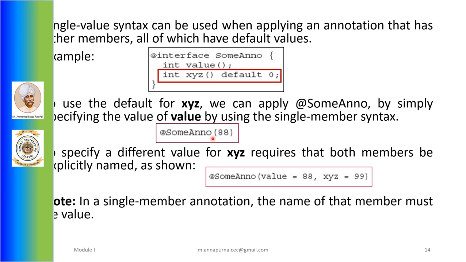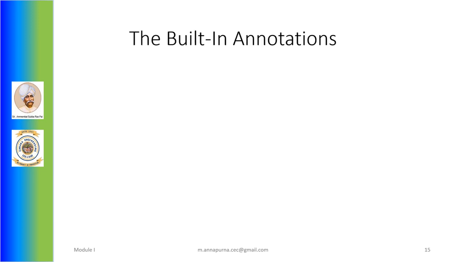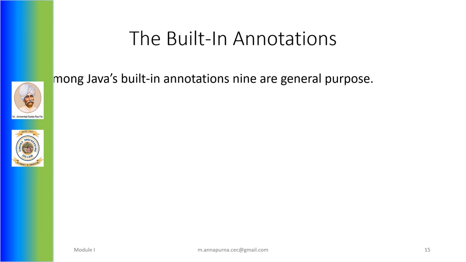Always remember, whenever we are using a single member annotation, the name of that member must be value. That is, here we need not write it as value equals 88. Instead, we can just write it as 88 within parentheses. This is only when we are using the single member annotation syntax.